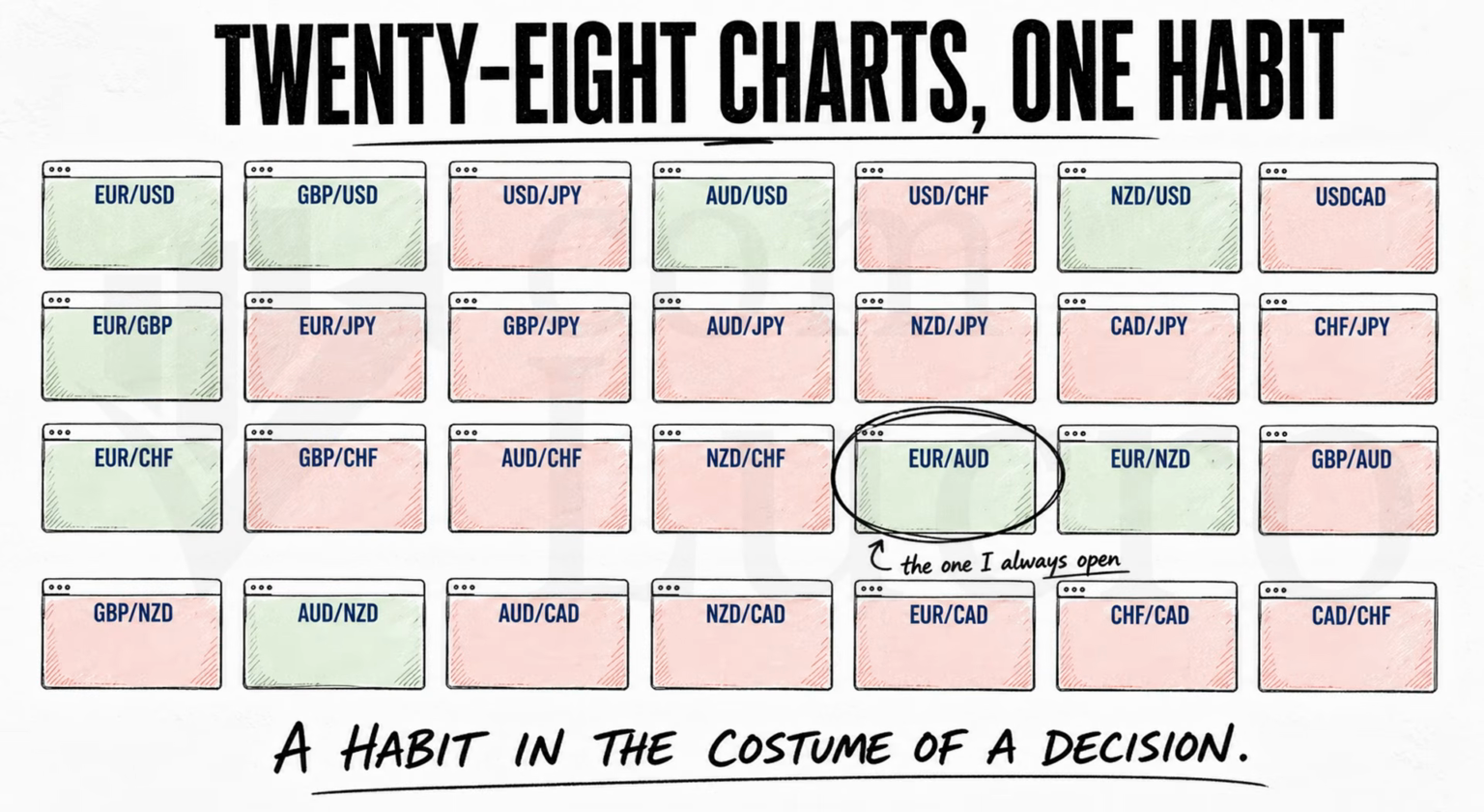You open your platform and there they are. 28 pairs, maybe more, all blinking at you. Some are green, some are red, and every single one of them looks like it might be doing something. So which one do you actually look at?